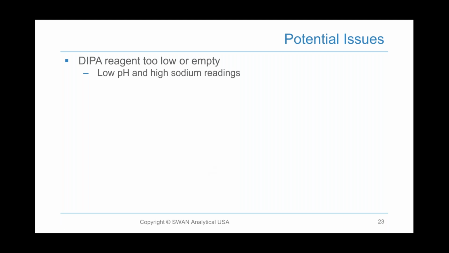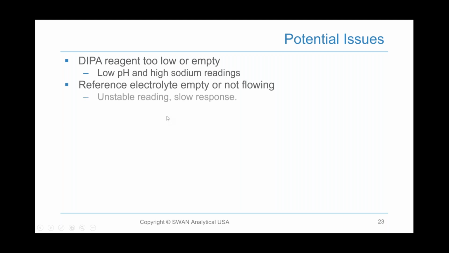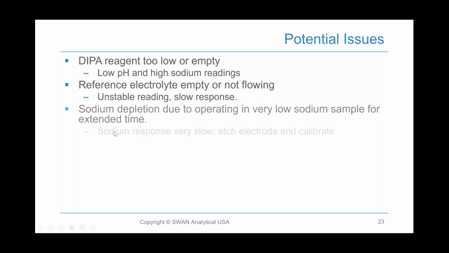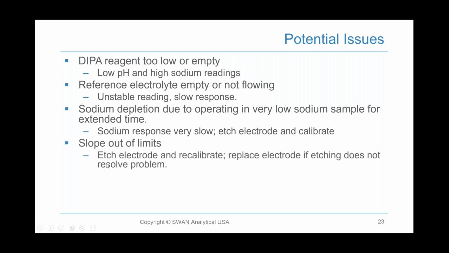So what are some of the potential issues that you may experience? If the reagent or DIPA is too low or empty, you'll experience low pH of the alkali sample and high sodium readings due to hydrogen ion interference. Reference electrolyte empty or not flowing, you will experience unstable readings and slow response. Sodium depletion due to operating a very low sodium sample for an extended period of time. The sodium response is very slow, therefore etching and calibrating the electrode will rectify this situation. If the slope is out of limits, you can etch the electrode and recalibrate. If this does not resolve the issue, then a replacement electrode is recommended.